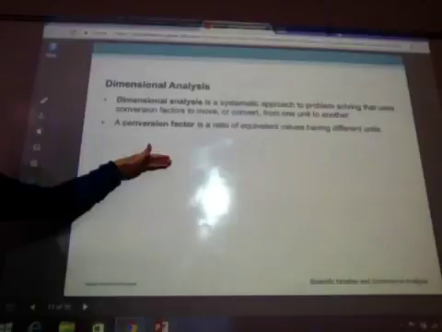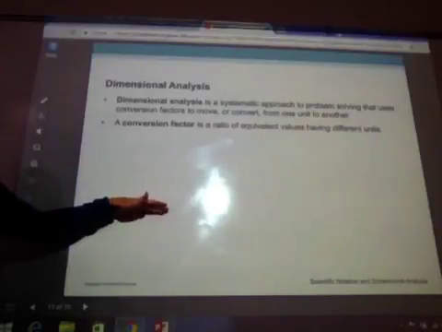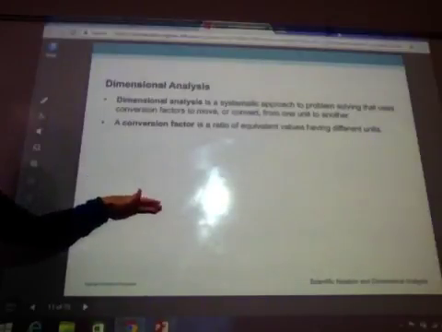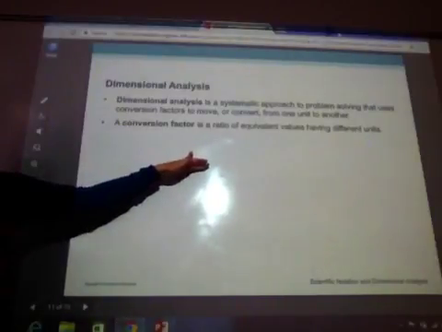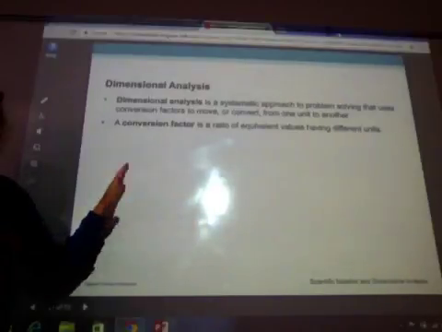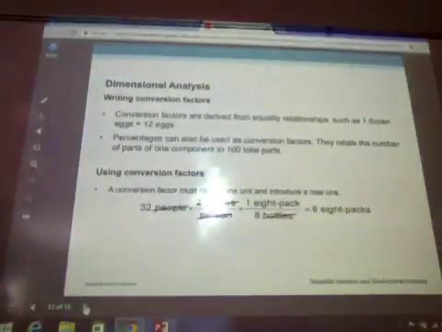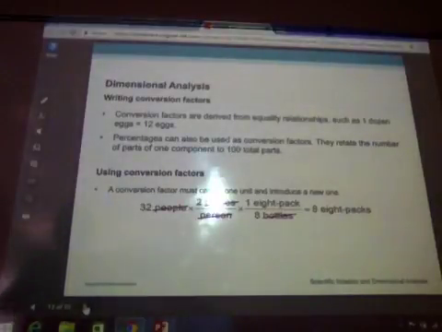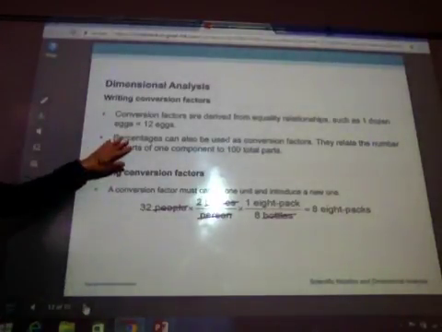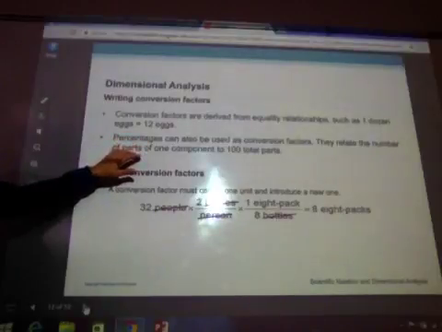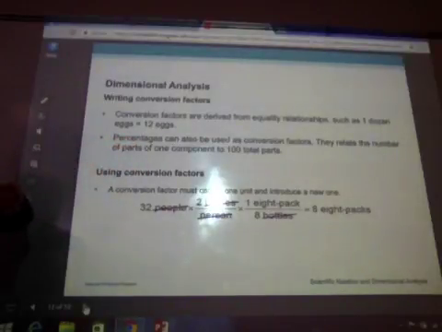I could have one chemistry class is 11 students. I could have one chemistry class is 80 minutes, as long as they're equivalent and they mean the same thing. So to use those, here's the dozen thing. Percentages can also be used, can go to 100 total like a percentage does.